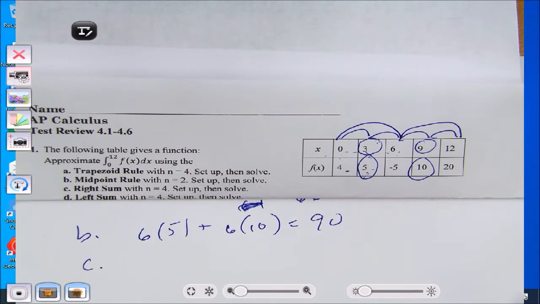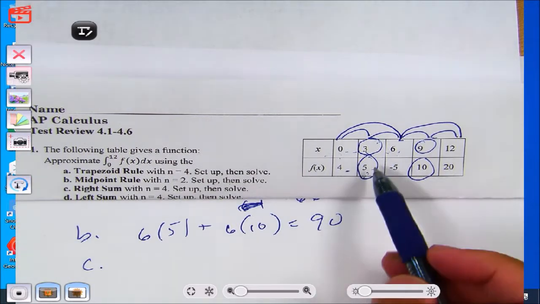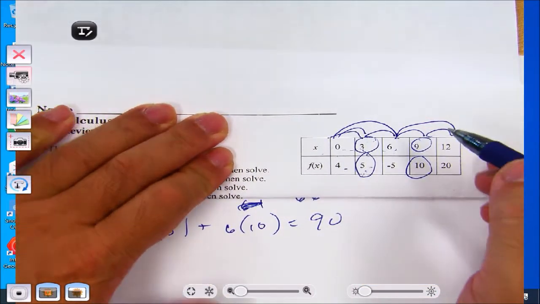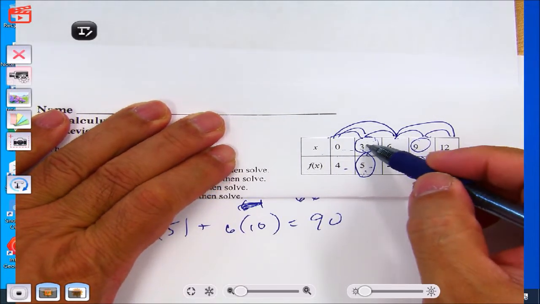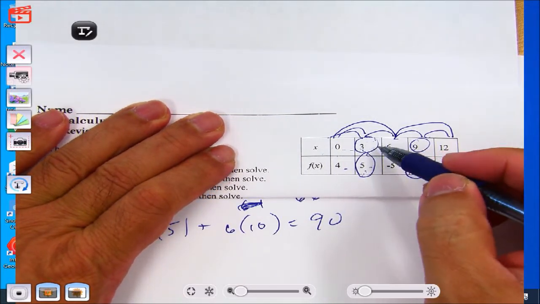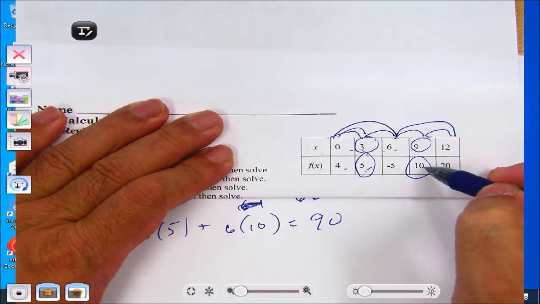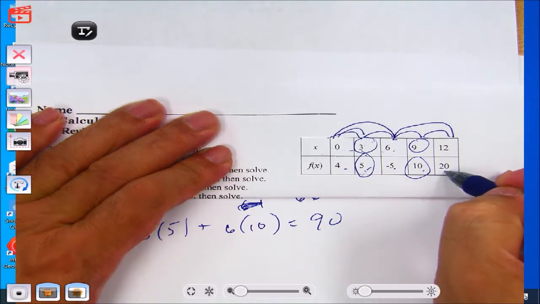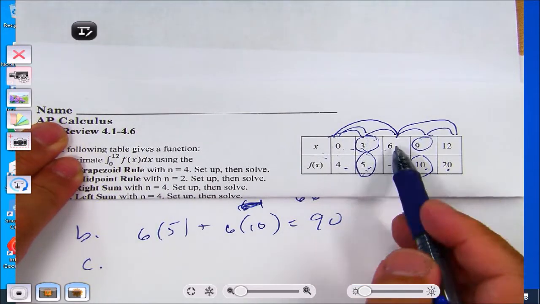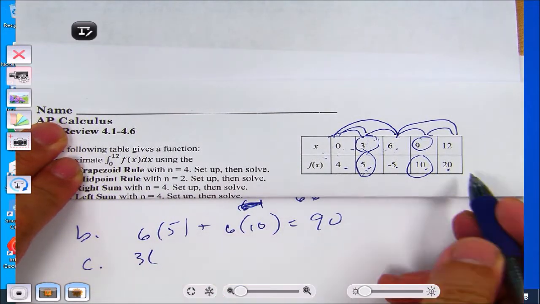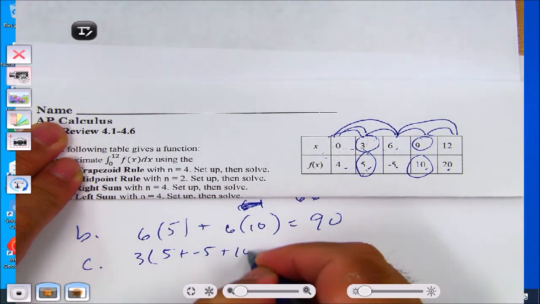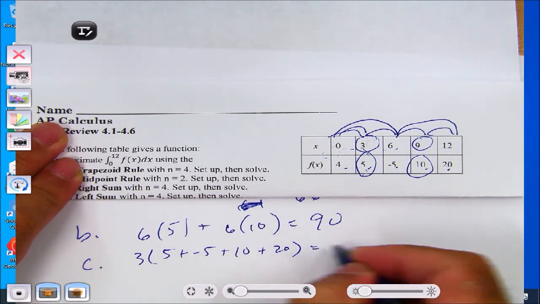Alright, C, right sum. So remember, this is a subinterval. From 0 to 3 is a subinterval. If you're using the right sum, you're going to use the right endpoint of each subinterval. So it's going to be 5, -5, 10, and 20. Okay? And each width is 3, so it's 3 times the sum of those things. So it's 5 plus -5 plus 10 plus 20. That gives me 90.